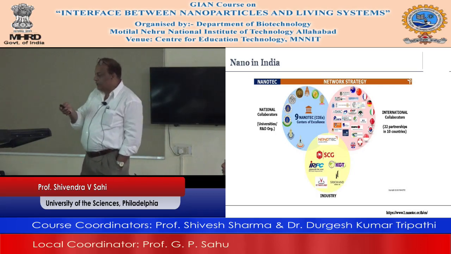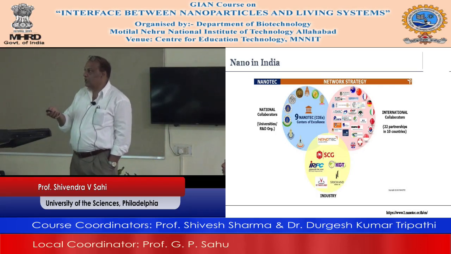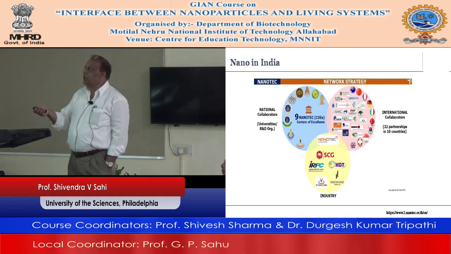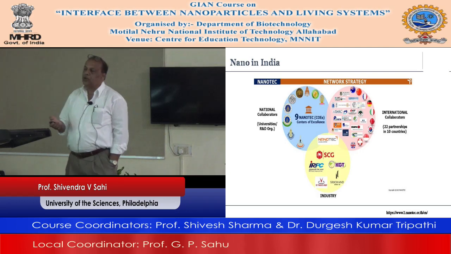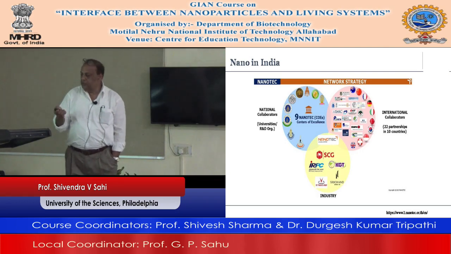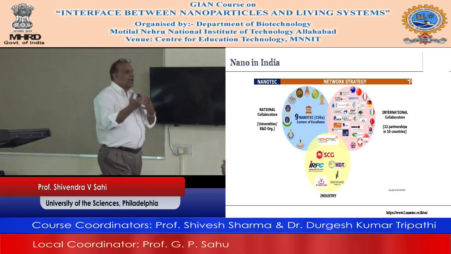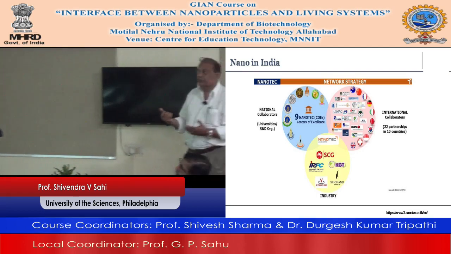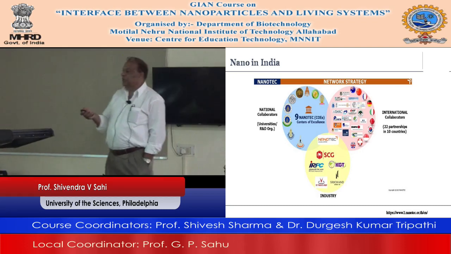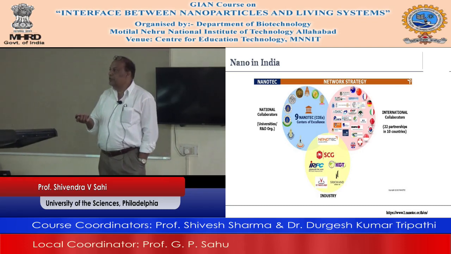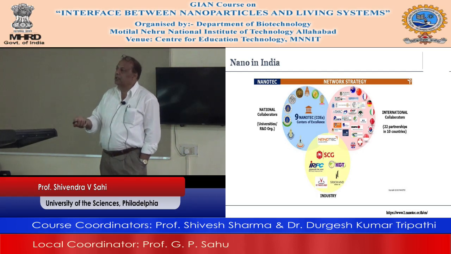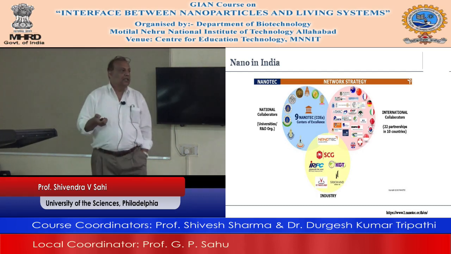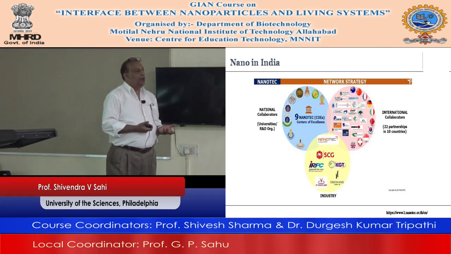Okay? So you can see that there were 9 nanotech Centers of Excellence, and then there were several international collaborations. Different countries got together and developed different kinds of partnerships from one country to another country. Okay? And then eventually this whole thing led to getting industry involved to develop a further product.